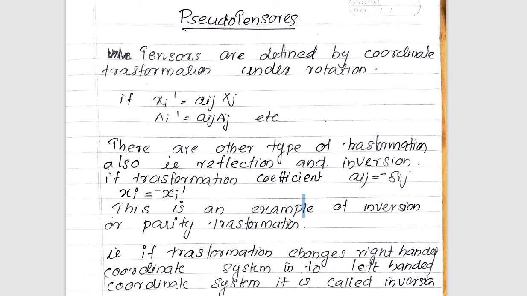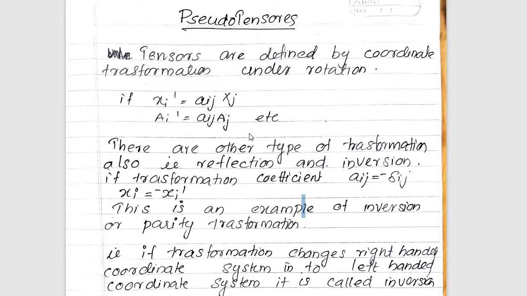So in the last class, we discussed tensors. Today we are going to discuss pseudo tensors. We already studied that tensors are defined by coordinate transformation under rotation. For example, a tensor of rank 1, that is a vector, transforms like this: xi dash is equal to aij xj, or in general ai dash is equal to aij aj.